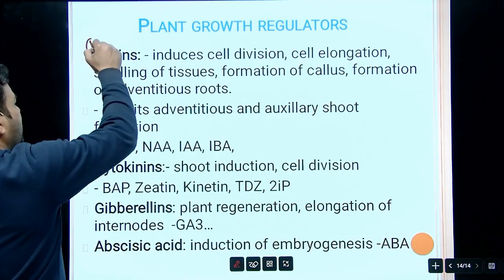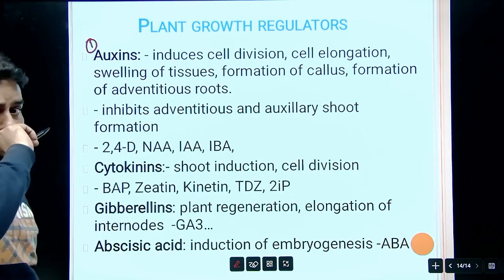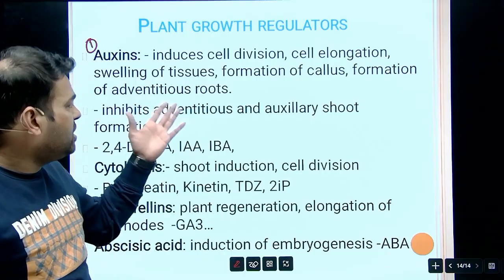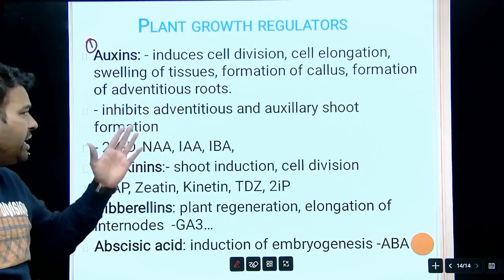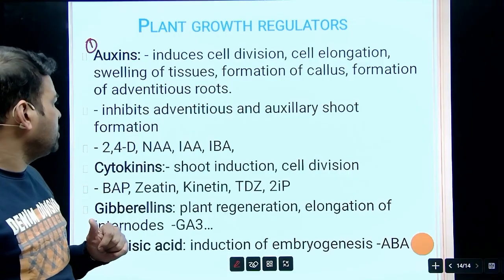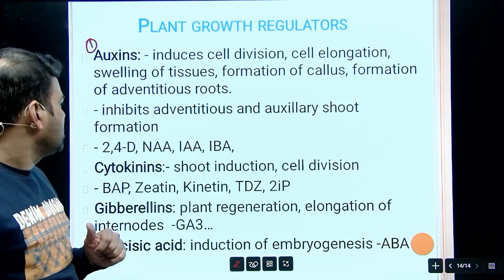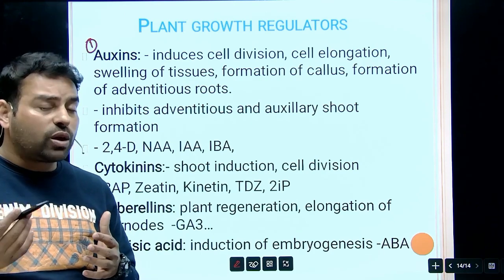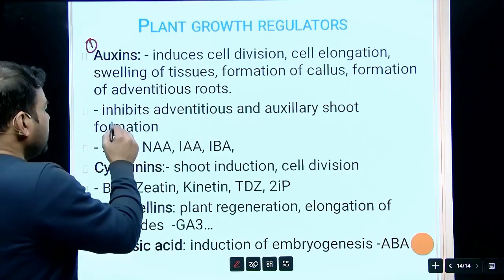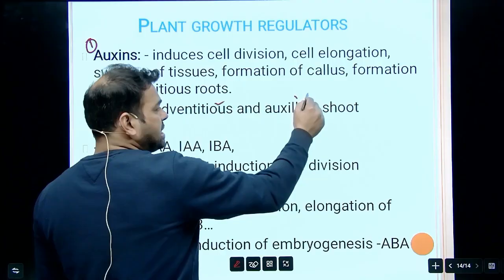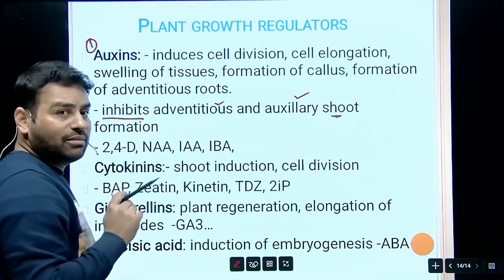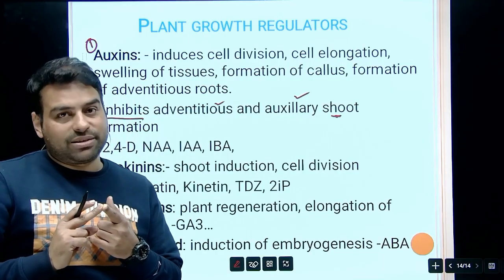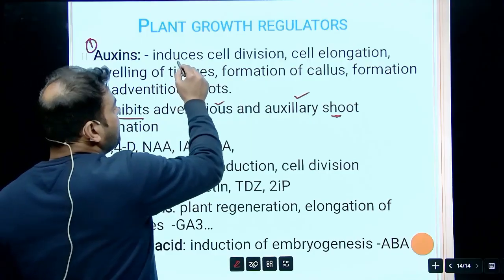So the first and most important is auxin. What are the major works of auxin? It is cell elongation, cell division, callus formation, swelling of tissue, and the formation of adventitious root. It also inhibits adventitious shoot formation and axillary shoot formation. This means auxin maximally promotes root formation. These are the major works.